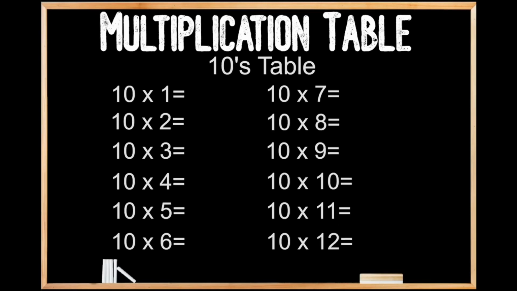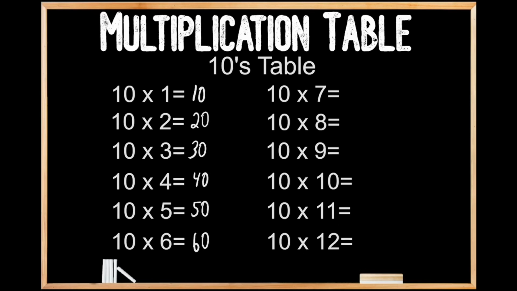Tens table. 10 times 1 is 10. 10 times 2 is 20. 10 times 3 is 30. 10 times 4 is 40. 10 times 5 is 50. 10 times 6 is 60.